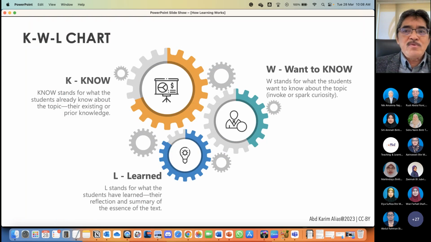So that's KWL chart. K stands for what the students already know about the topic, their existing or prior knowledge. Then W, want to know. W stands for what the students want to know about the topic. And this actually would invoke or spark curiosity.